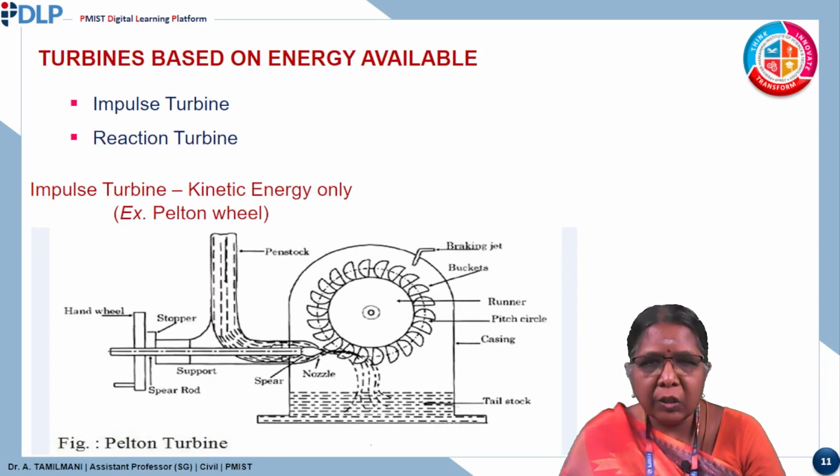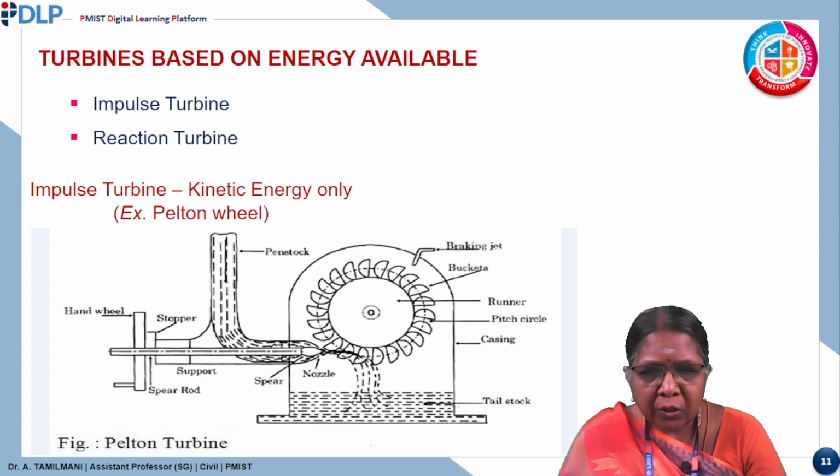Turbines based on energy available at the inlet of the turbine. Here we have two types of turbines: one is the impulse turbine, another one is the reaction turbine. In the impulse turbine, the kinetic energy of water is converted into mechanical energy. So here the energy available at the inlet of the turbine is kinetic energy.